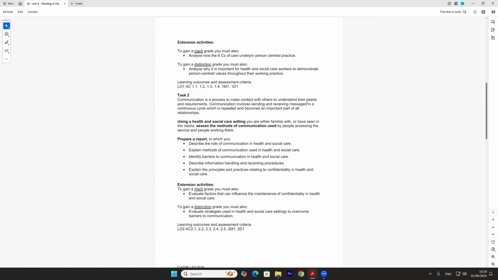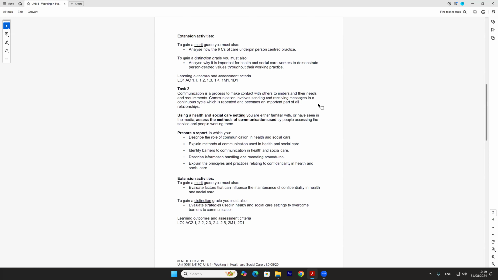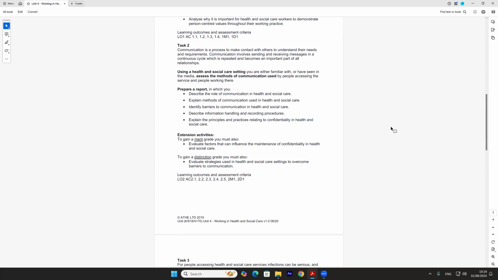So now if we talk about task 2 of your assignment, in task 2 we are going to focus on the vital role of communication in health and social care settings. Communication is the cornerstone of effective care, as it ensures that the needs and preferences of individuals are understood and met. In this task, you will be analyzing various aspects of communication, from methods used to the challenges faced and the importance of confidentiality.